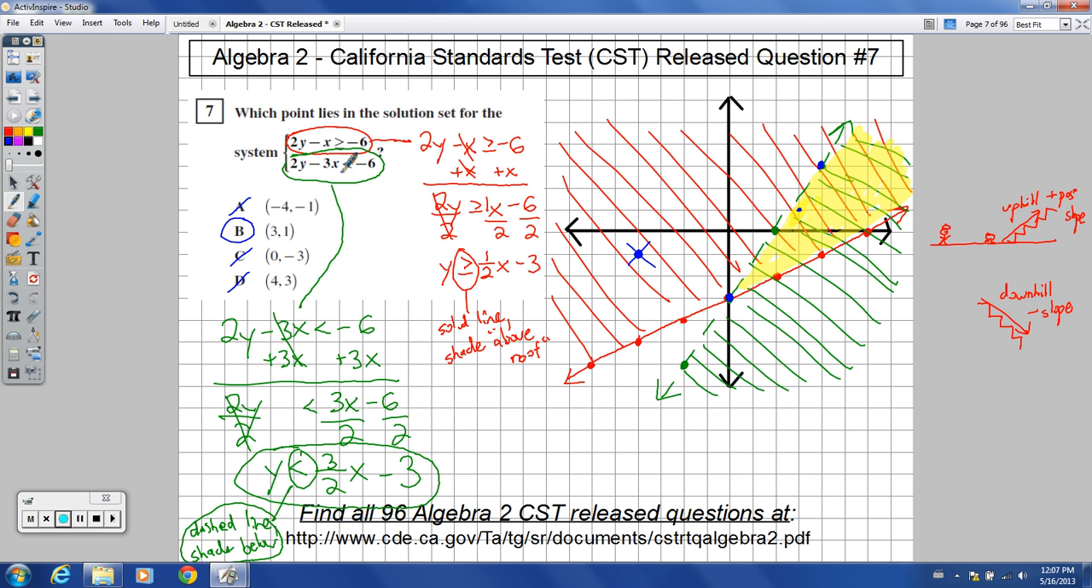So plugging that in, you could use that as an idea, but we really should know how to do this as well. This is the one that worked. This one did not work because it was on the green line. Same thing here. That should do it for that one. Number 7, choice B.